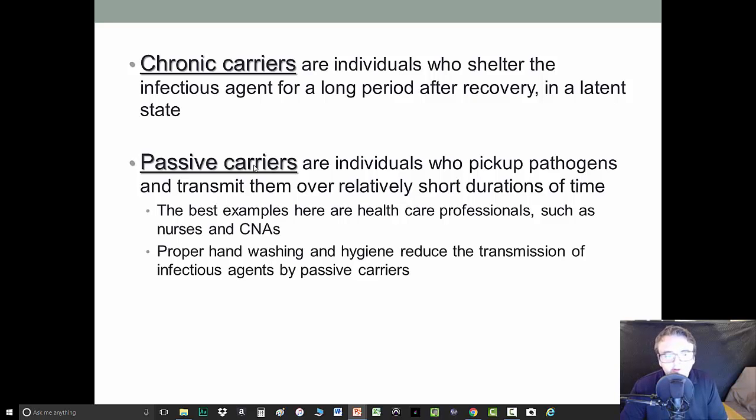These are by far the most common. In some cases, an individual may not even necessarily know or ever even get sick, for that matter. So they may not know that they're sick, but they may not even get sick. In this case, you may actually just pick it up on your hands and transmit it to someone in the next room. So take, for example, a healthcare professional, such as a CNA or nurse. You can be considered a passive carrier every time you touch someone, pick up a disease, or potentially get a pathogen on your hands, and then walk into the next room, say you forget to wash your hands, and transmit that to the next person. That would be an example of someone who's a passive carrier.